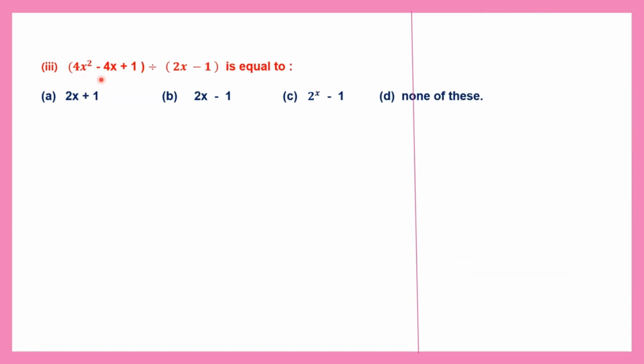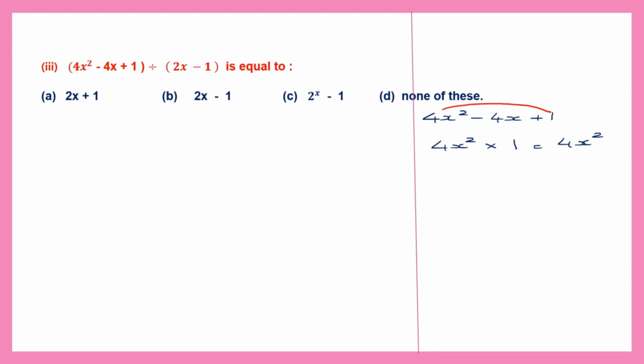Question 3. Here we have a trinomial divided by a binomial. So first let's factorize this. So let's write that down. That is 4x square minus 4x plus 1. So here, as we follow the previous sums, we follow the same rule. Find the product of the first term and the last term. So this becomes 4x square into 1, which is 4x square.